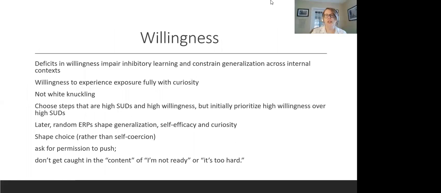Okay. So when we think about willingness from a CBS, contextual behavioral science, or an ACT perspective, we are interested in willingness to experience, okay, willingness to feel things. So we would think that if you're unwilling to feel things, that's going to impair your ability to learn. And it's certainly going to constrain inhibitory learning, and it's going to constrain your generalization across different contexts. For example, an internal context.